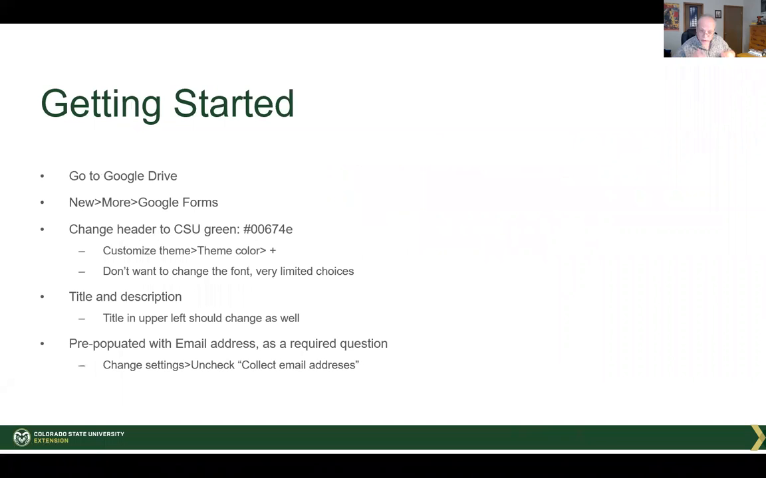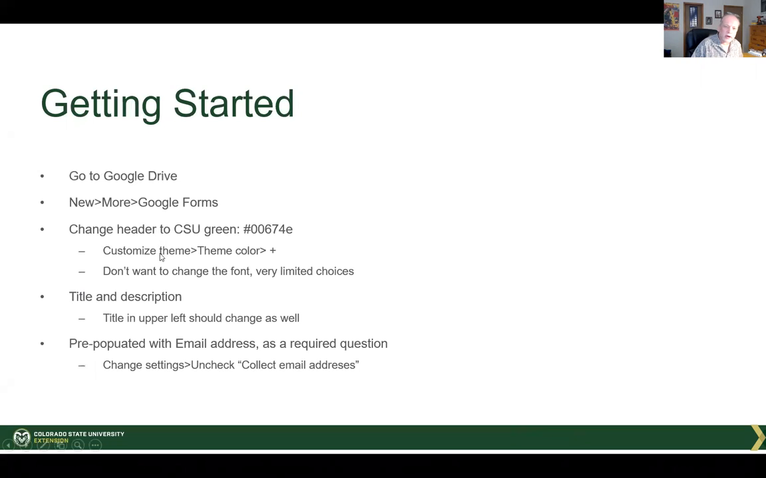So getting started, you go to Google Drive, go to New, go to More, go to Google Forms. You don't really need to change the logo on the page. It tends to come out really low resolution to the point where it doesn't look very good visually. So all I would do is change the header to CSU green. There's the hex code for CSU green. Hex code is simply a way of how computers can define a color using 6 values. So we'll do that in a couple of seconds.